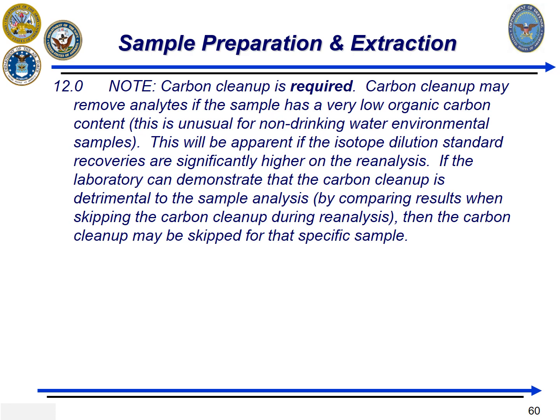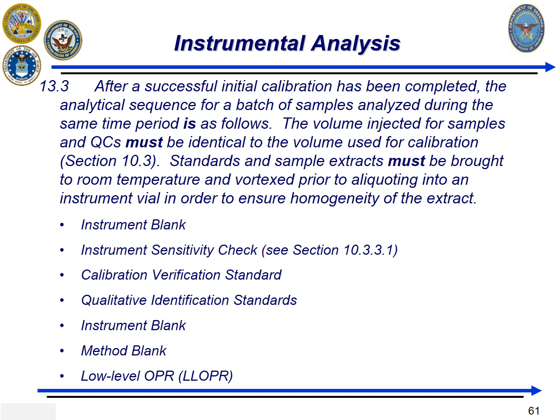And again, it's noted in Section 12, the note says that carbon cleanup is required. That again is just reiterated. In Section 13 of the method, we move on to the instrumental analysis, the routine analysis of samples. That basically says in Section 13.3 that after the successful initial calibration has been completed, then the analytical sequence for batch samples is as follows, and it lists them out and says that the injection volume of samples and QCs must be identical to the volume used for calibration standards.